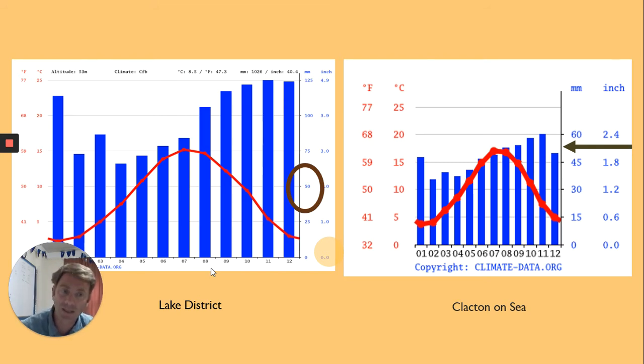Going over to Essex, you've got 3, maybe 4 months of the year where it's just about 50, and only once does it get up to 60. It is never averaging more than 60 millimeters of rainfall. So you can see how different the climate is in the uplands than the lowlands.